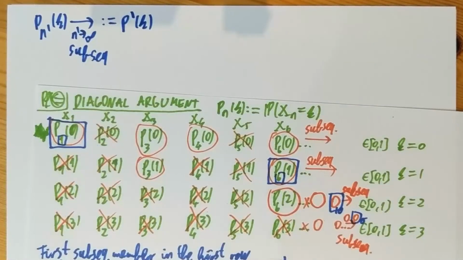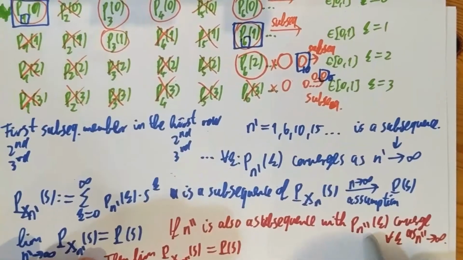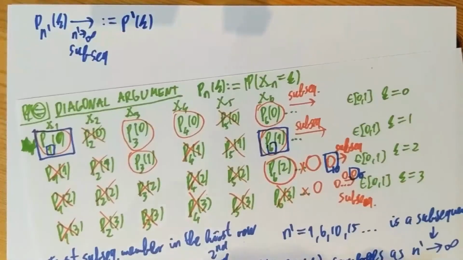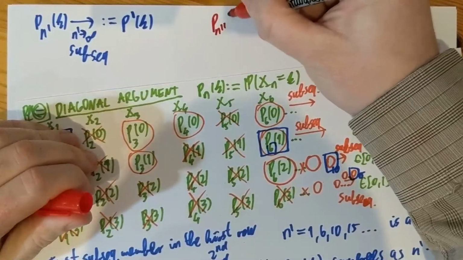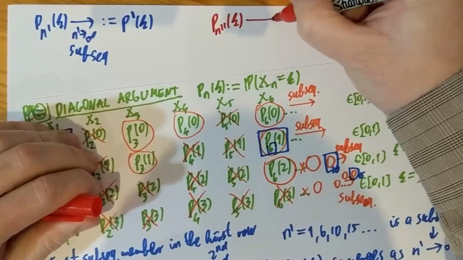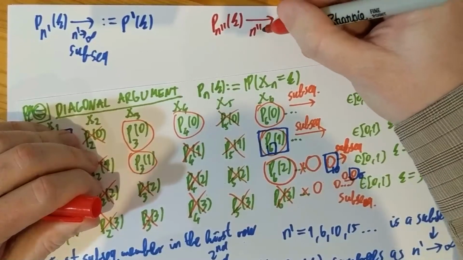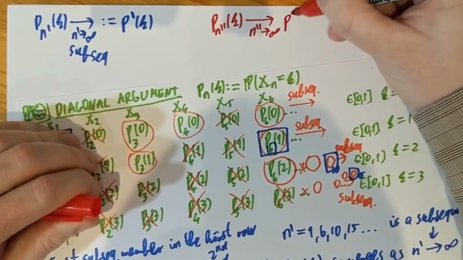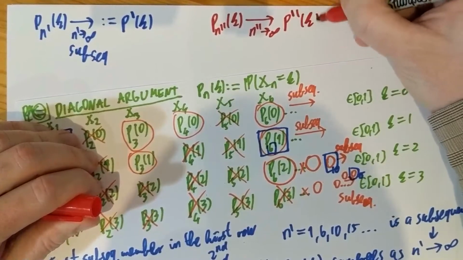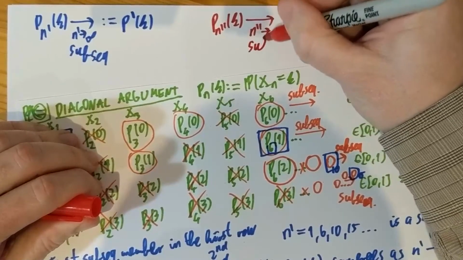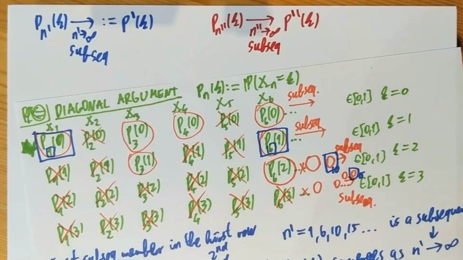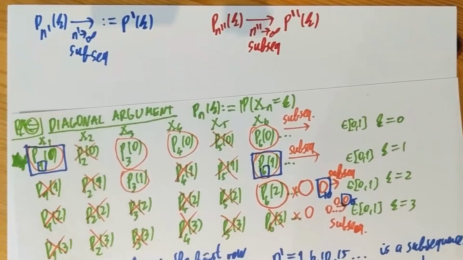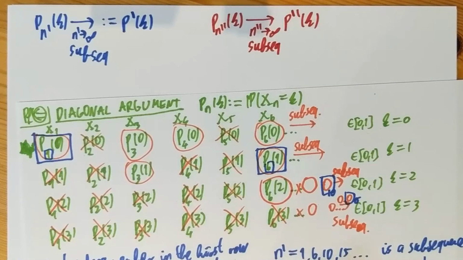Let's assume that there is another subsequence, n double prime, so p n double prime, that again converges along another subsequence to something I call p double prime of k. Again, a subsequential convergence. Okay? And now comes the first part.